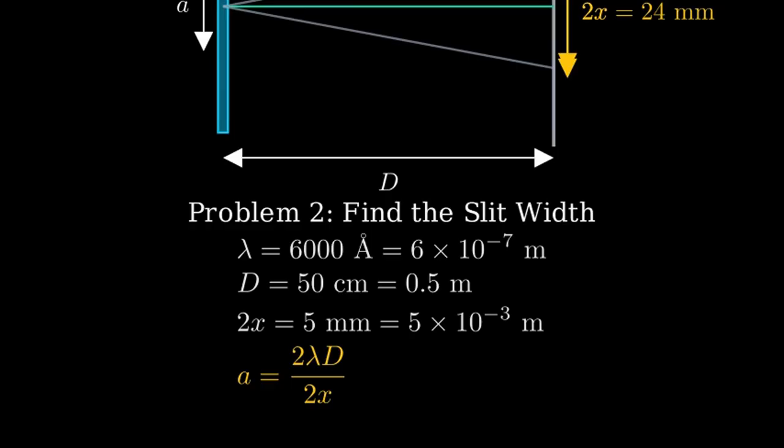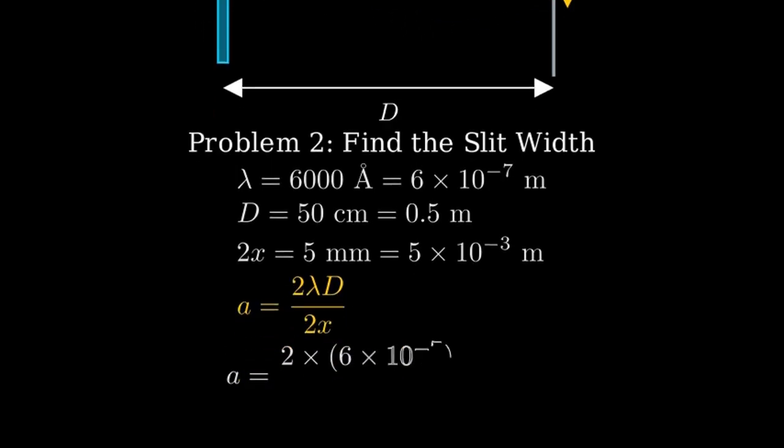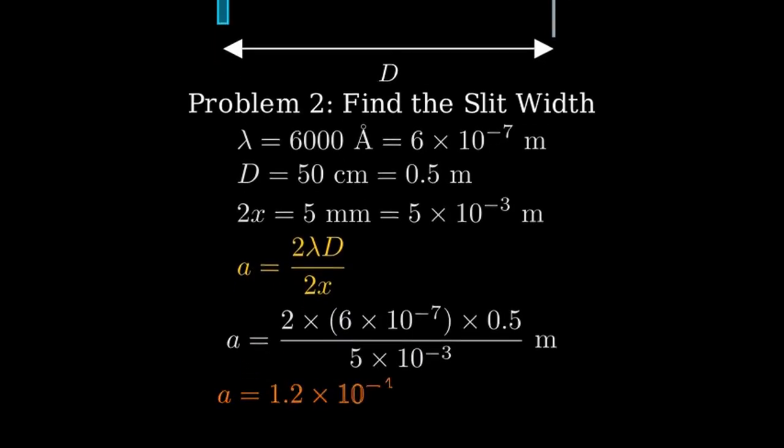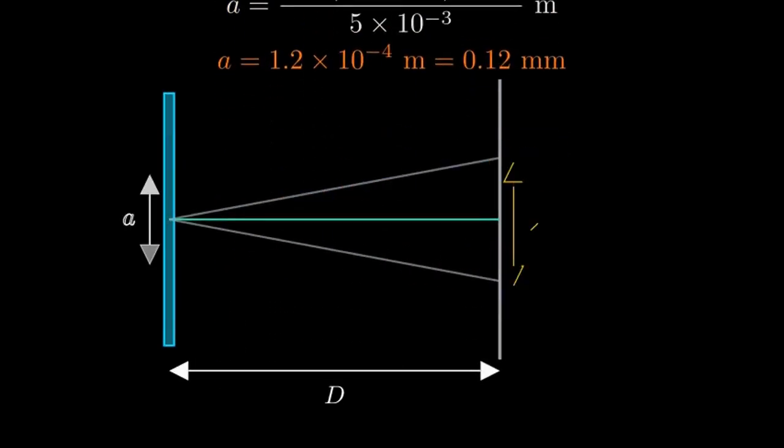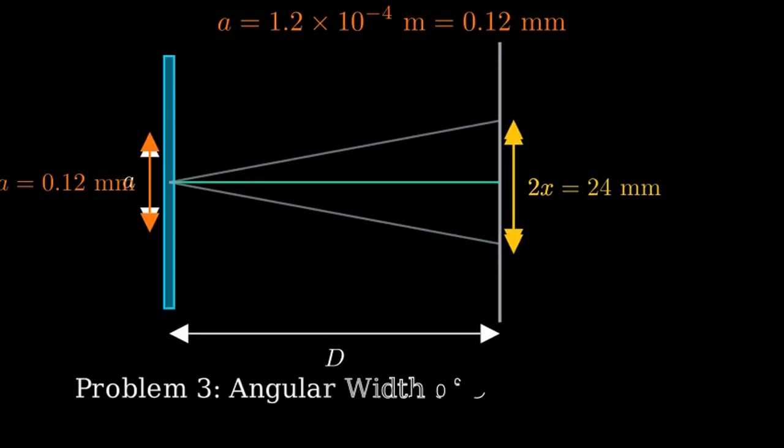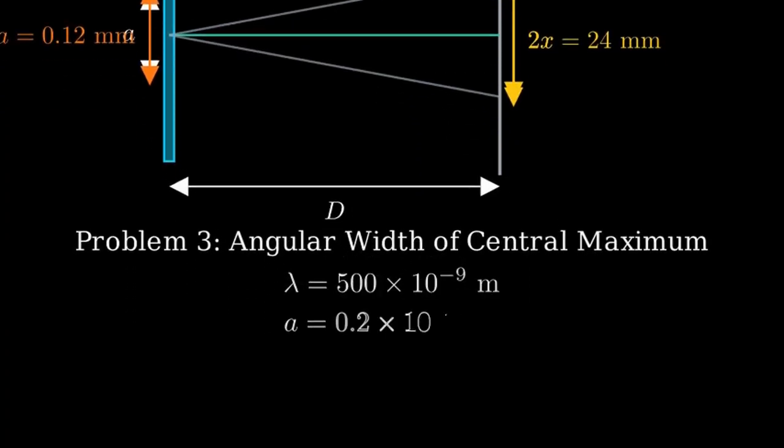We rearrange the same formula to a equals 2 lambda d over 2x. Now substitute and compute the slit width. Problem 3. Light of wavelength 500 nanometers passes through a slit of width 0.2 millimeters. Find the angular width of the central maximum. We use 2 theta equals 2 lambda over a. Now we substitute and calculate the angular width in radians.